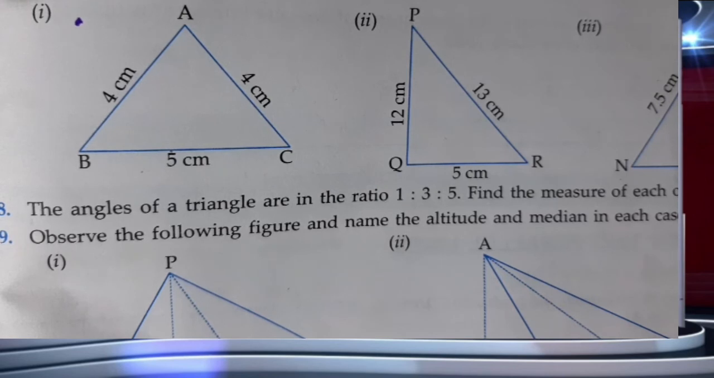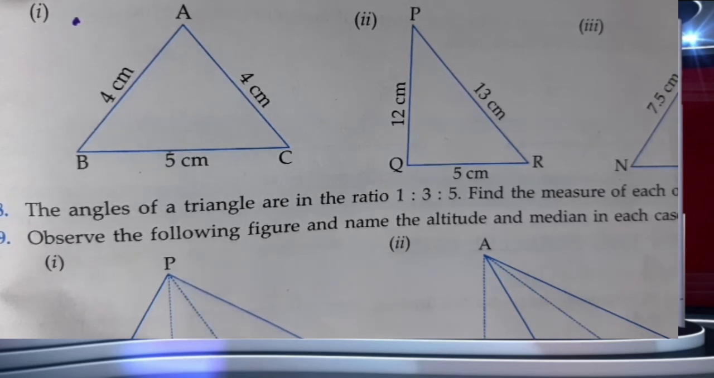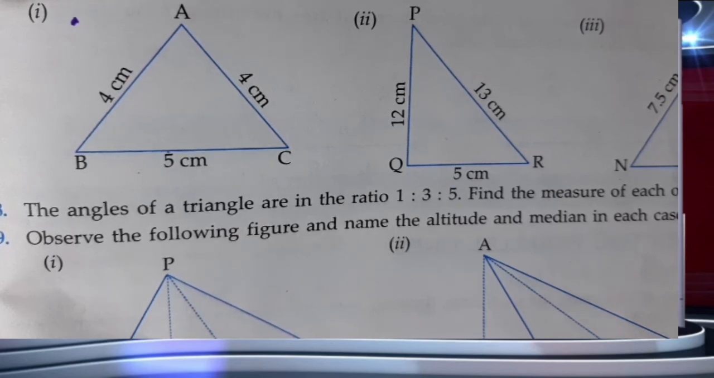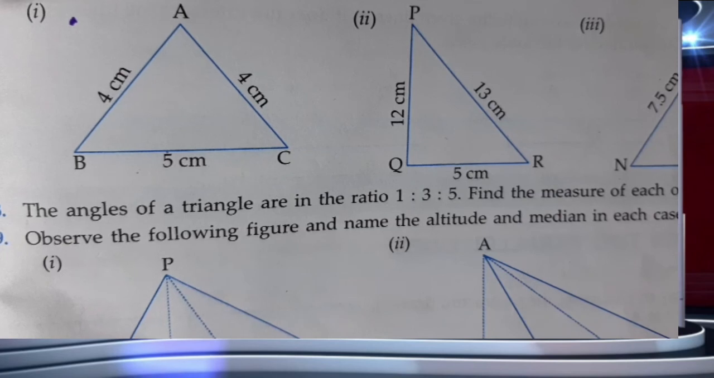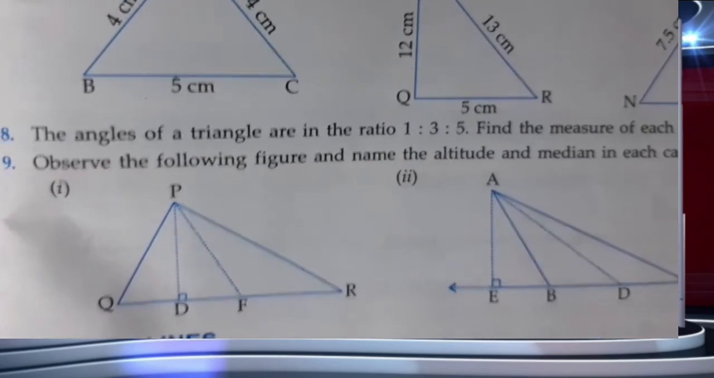Hence the first angle is 20 degrees. Second angle is 20 into 3, that is 60 degrees, and the third angle is 20 into 5, that is 100 degrees.